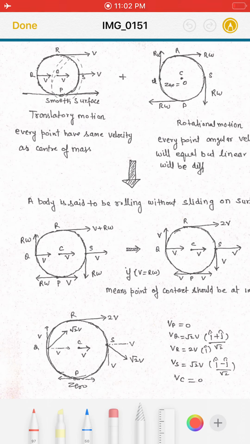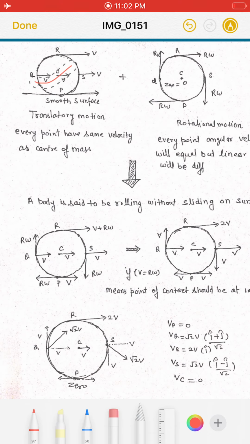Means if you look at this first diagram, this is one solid sphere and it's sliding on the smooth surface. So if you look at the velocity of C, that is center of mass, this velocity is V. It means if it is translatory motion, velocity of this one should be V, this one should be V, this one should be V. Means each and every point of this body should have the same velocity as the center of mass. Now this is the concept of a translatory motion.